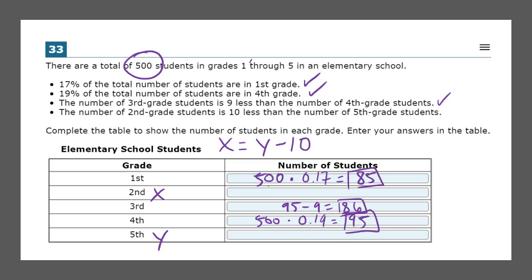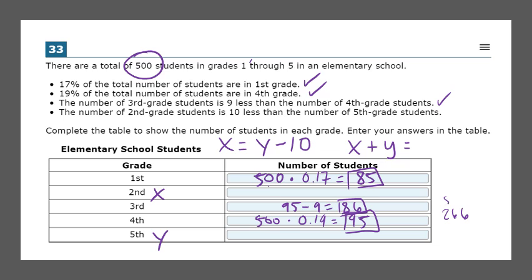Now here's the deal. I don't know what my total value between these two grades would be unless I use some critical thinking skills here. The first thing that I need to do is add up all the students that I already have. So all the students that I already have is the 85, the 86, and the 95. If I add 86 to the 85 to the 95, I get 266 in total that I already have accounted for.